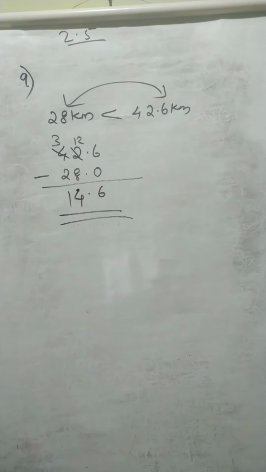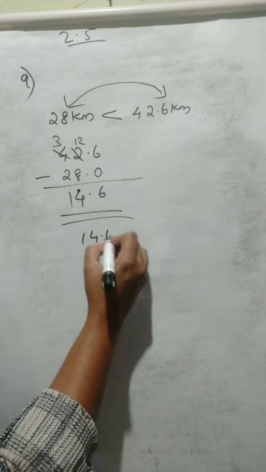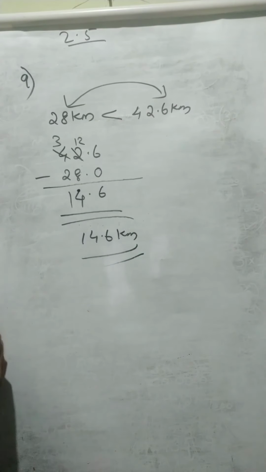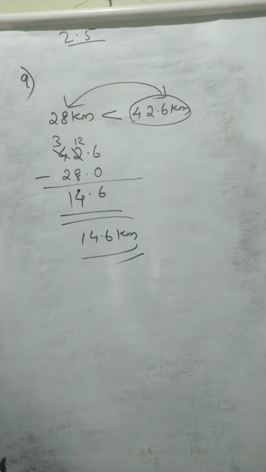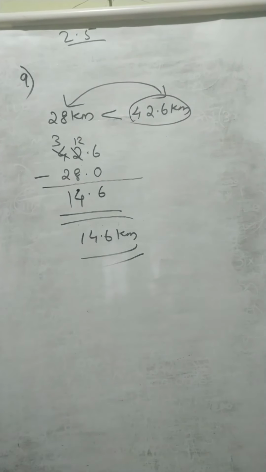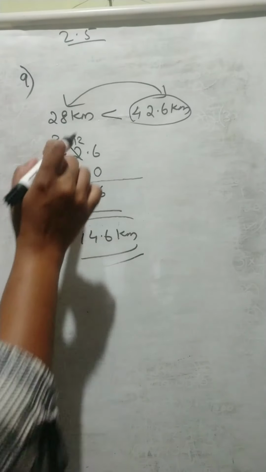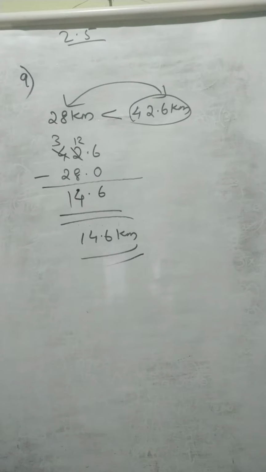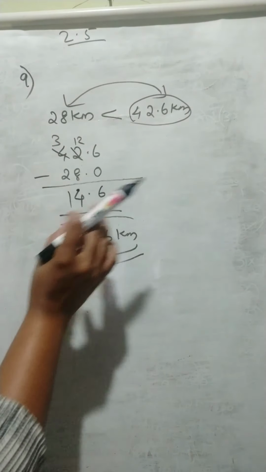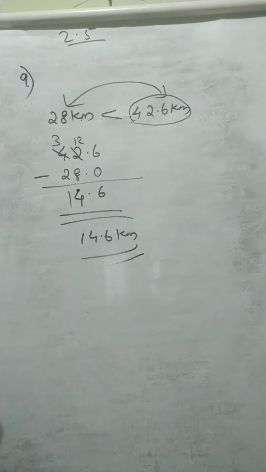14.6 is the answer. So we can say 14.6 kilometer is less than 42.6 kilometer. That is 28 kilometer. Actually, we have to find the difference between these two. That will be the difference between these two kilometers. Clear?